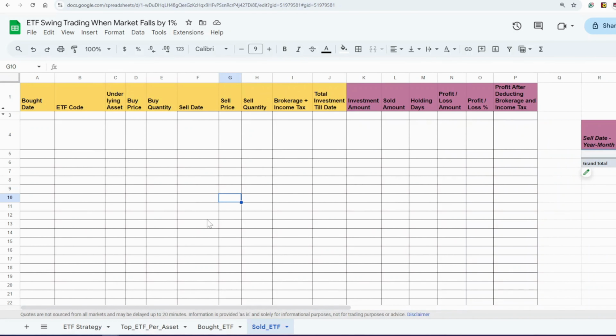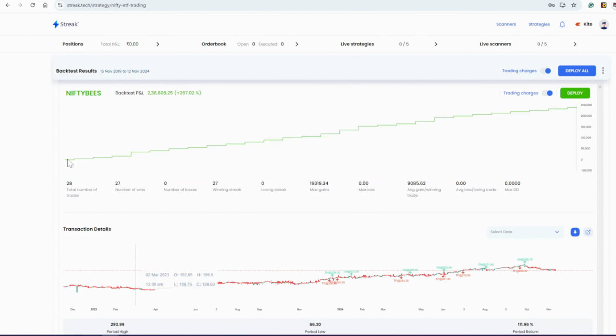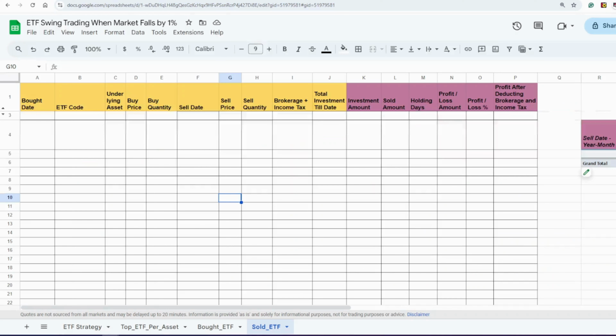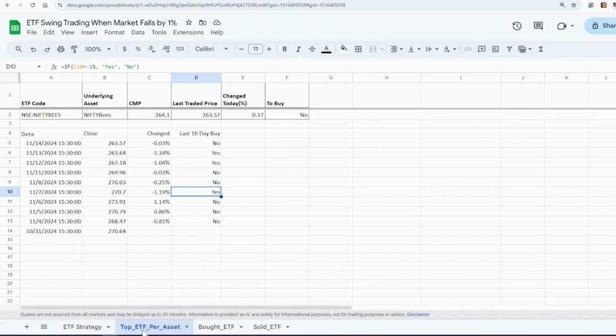Now there are two ways you can use this. One way is using the backtest, where you deploy the whole 1 lakh capital, and whenever that 6% target comes, you sell it. The other way is that you can divide your 1 lakh into 10 parts, which means 10,000 rupees for every part. So you will have 10,000 per investment.